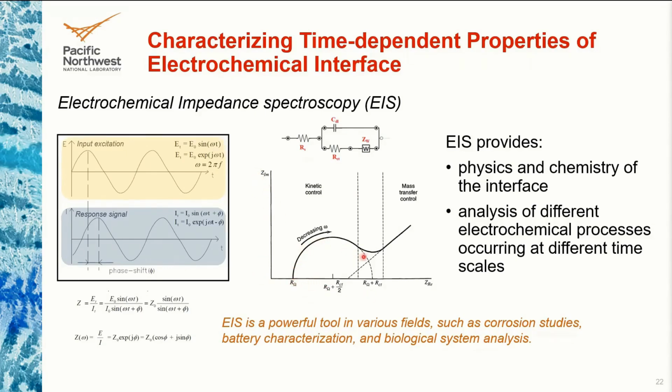and the shape of the curve, or the different regions of the curve, represents the different key processes that exist at the electrochemical interface. For example, the first region, the high frequency region, represents the kinetic part, and the mass transfer control part comes in the low frequency region.